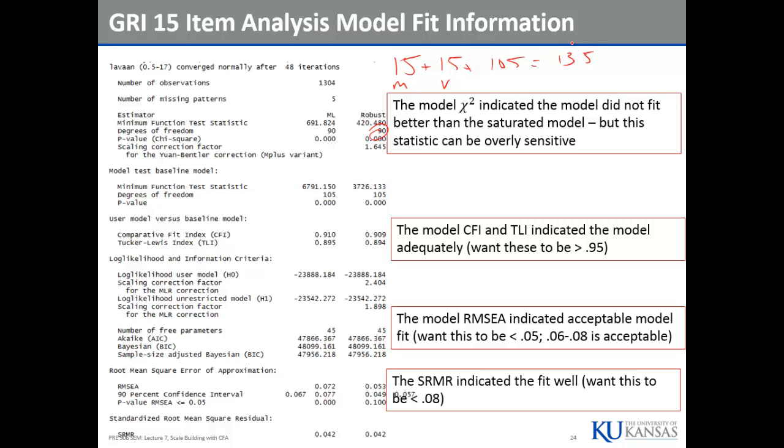Thank you. And our model had 15 intercepts, 14 loadings, 15 unique variances, and 1 factor variance. So this is 15 times 3, 45. So 135 minus 45 is 90, which is that right there.